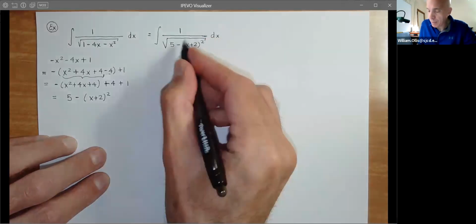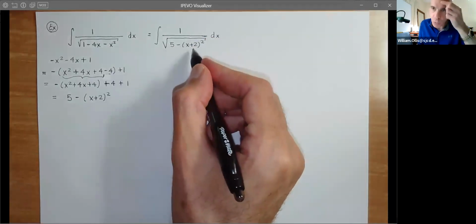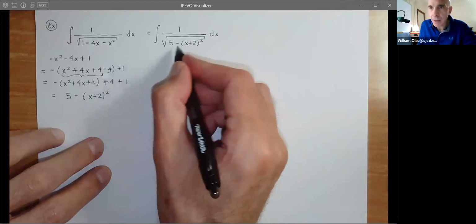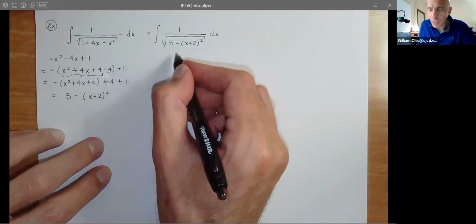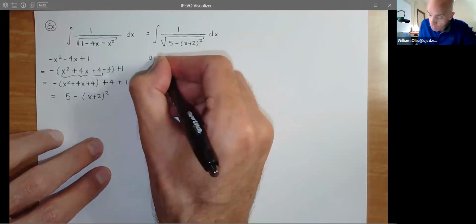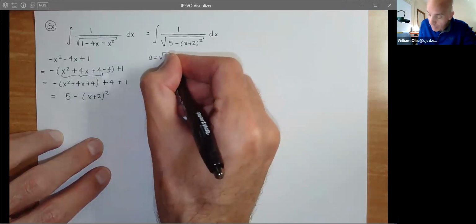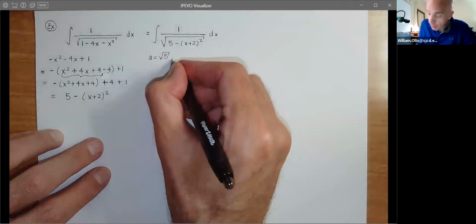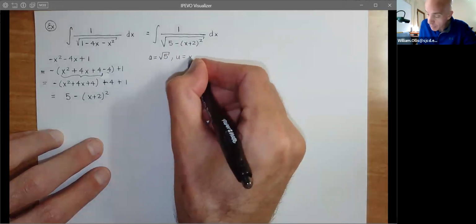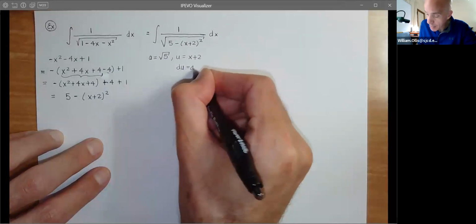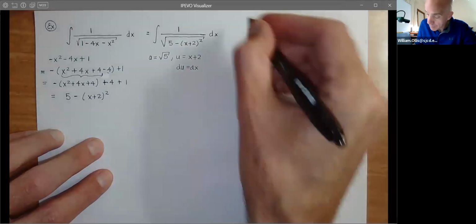So now we've got the a squared minus the u squared, so to speak. So this is a nice 5.8 problem that you did. So now we can say that a will just be the square root of 5, writing the 5 as a perfect square. So a is the square root of 5, and u is obviously x plus 2. So du is dx. So that's an easy antiderivative.